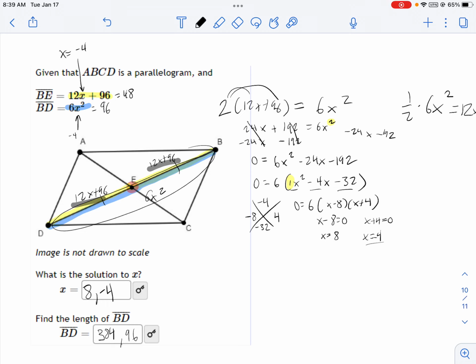So you have two possible lengths for BD. If x is 8, that length is 384. If x is negative 4, then 96 is the length we get back. It's an either-or situation. They're not both going to be true at the same time, but you have two cases. It's one or the other. And that would be it. You'd be done. That'd be your answer.